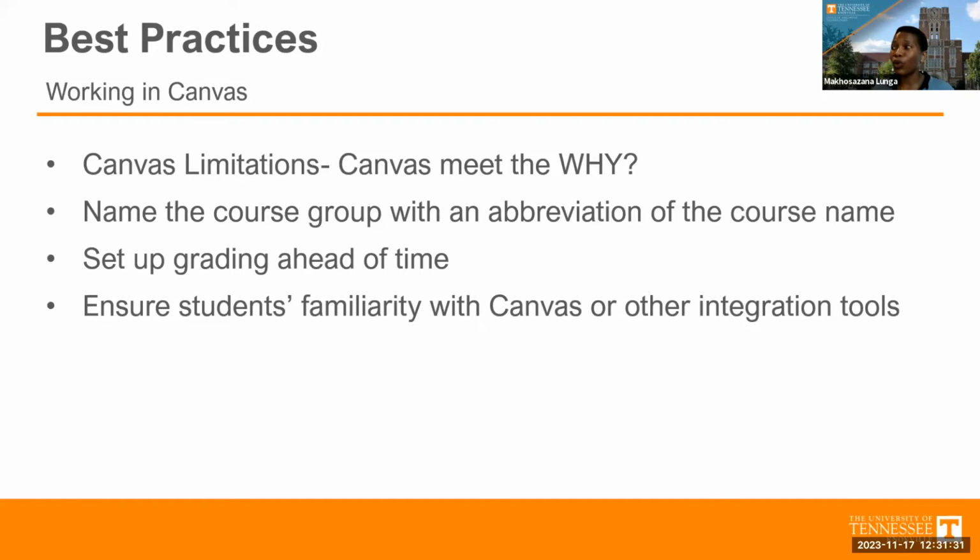Name the course group with an abbreviation of the course name. Oftentimes students, especially at the undergraduate level, take a lot of classes, and all those classes are listed in their Canvas dashboard. Having a distinct name listed and labeled for the group that aligns with your course helps the students know exactly which course or group project they're working on.